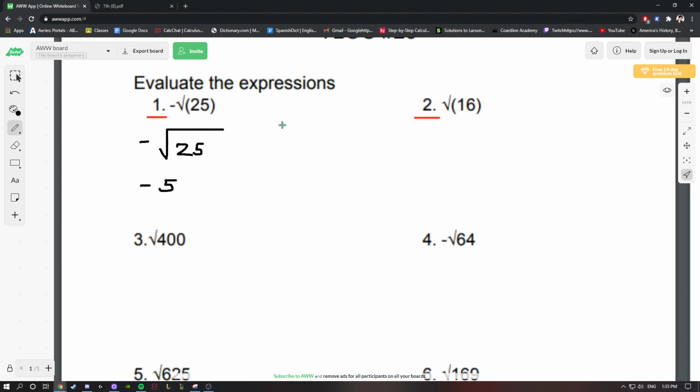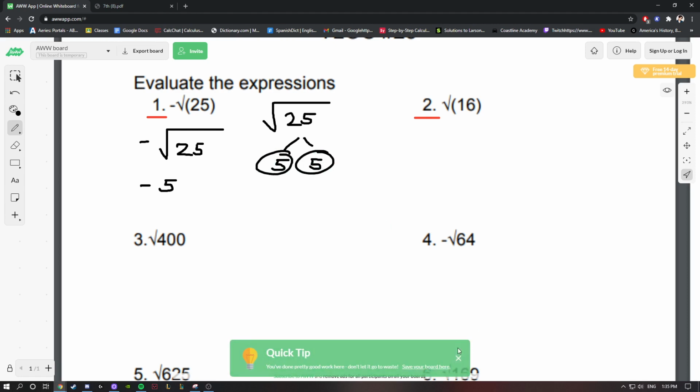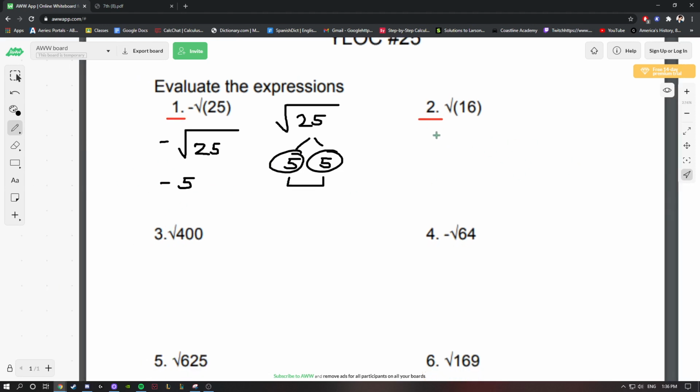Another way to look at this is, if we look at the number inside our radical, which is this symbol right here, we could write out the factors of 25. 25 we can only get by multiplying 5 and 5, aside from 1 and 25. And with square roots, we're looking for two of the same number. So we can use those 5s, and this will become 5. Same thing for number 2. We have the square root of 16, and we'll get 4.